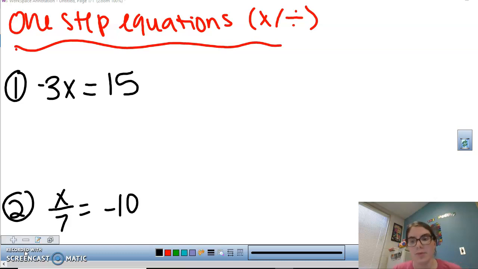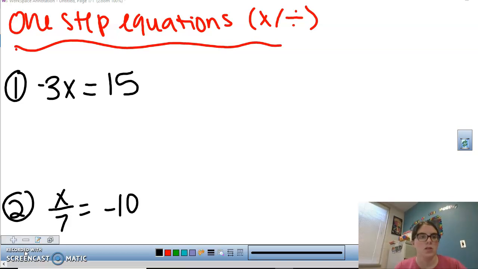But what we are going to be talking about is one-step equations, and we're going to talk about multiplying and dividing. So if I'm looking at number one, there'll be three different types. So the first type is number one. So I have -3 times x equals 15.